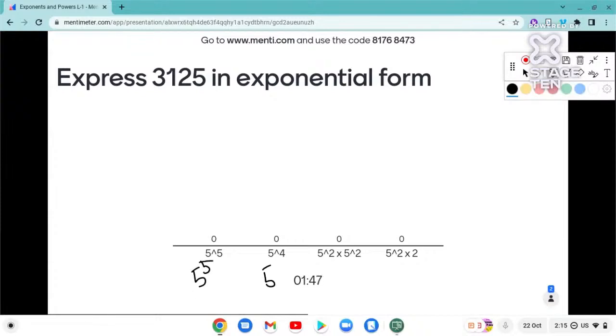This is 5 raised to 4. This is 5 square into 5 square. And this is 5 square into 2. Just in case you cannot understand, after the arrow, the number written is the power. So try to do that.